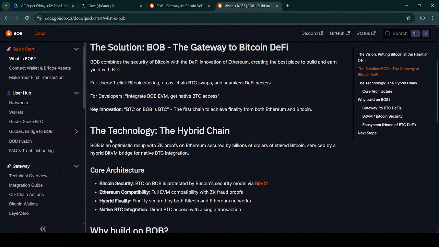So, guys, the technology is a hybrid chain. BOB is an optimized rollup with ZK proofs on Ethereum, secured by billions of dollars of staked Bitcoin through this hybrid BitVM, and it has native BTC integration.